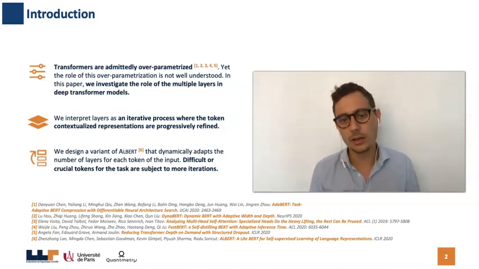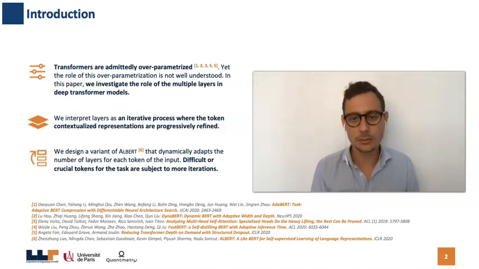We design a model which dynamically adapts the number of layers at the token level. We study how the number of layers evolves during pre-training, fine-tuning, and inference. Again, we present this analysis at the token level.